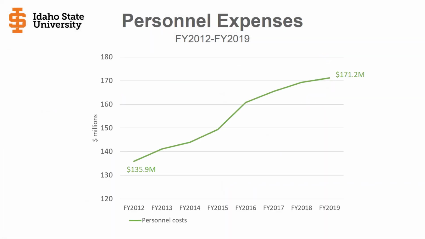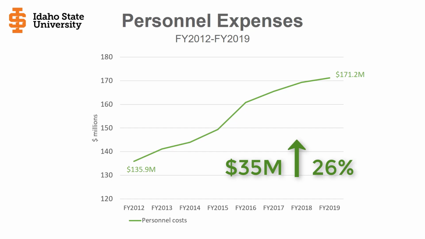As noted on the prior slide, personnel expenses have increased from $135.9 million to $171.2 million in 2019, an increase of $35 million, or 26%, since 2012. What caused this increase? Well, during the past 7 years, we experienced increases in the fringe benefit rate, the cost of insurance, and the CEC, or change in employee compensation.